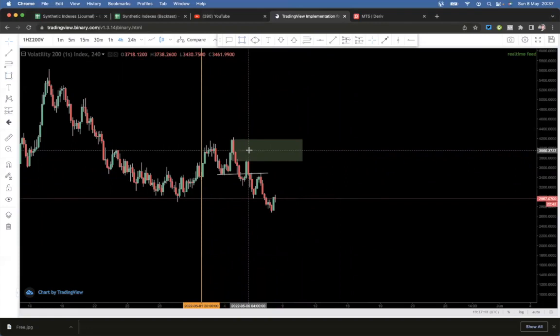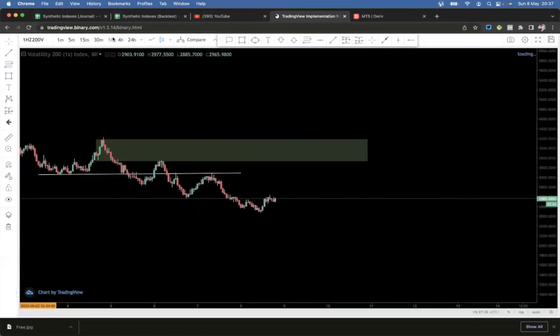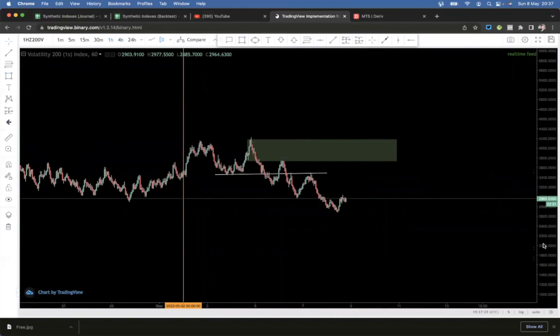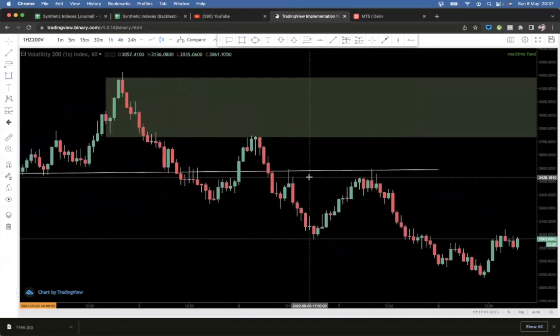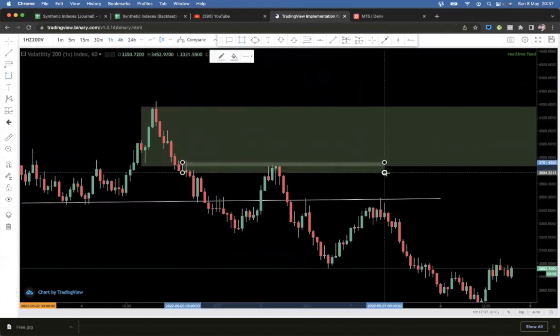But when things like this happen, what you do is you go to the 1-hour time frame. Okay, what do you see in the 1-hour time frame? In the 1-hour time frame, chances are there's an order block somewhere there. Okay, which is exactly what happened here. Okay, we had an order block in the 1-hour time frame.